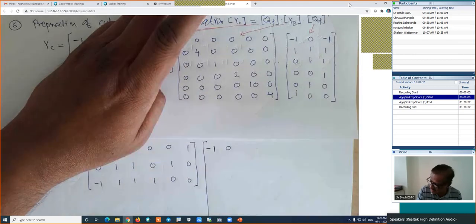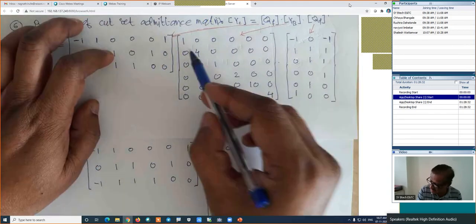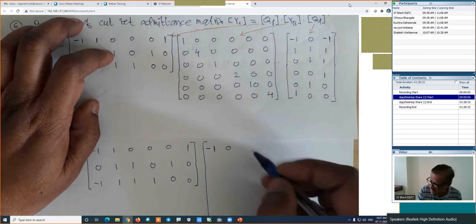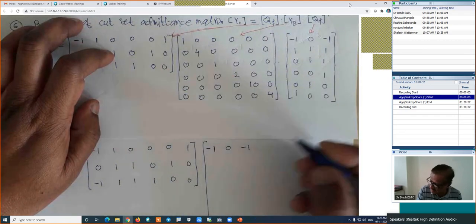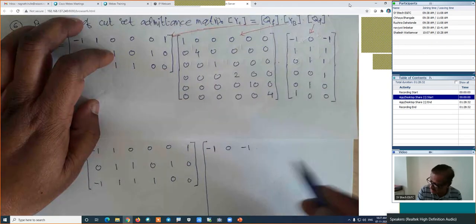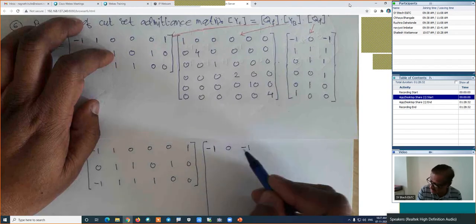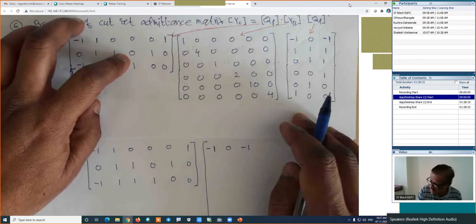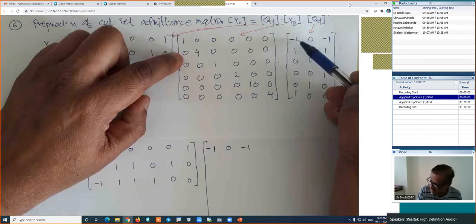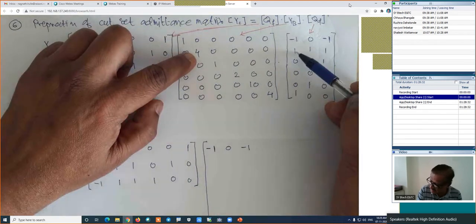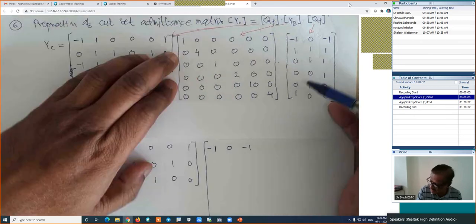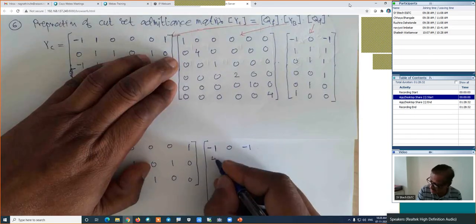Second. How is the third? This row into the last column, which is 1 into minus 1, is minus 1, plus this 0 into 0, plus 0 plus 0 plus 0 and so on. This is the complete row for this matrix. Then multiplication of this row and this column: 0 into this value will be 0. This is 4, plus this value 0, 0, 0 and 0. This value will be plus 4.